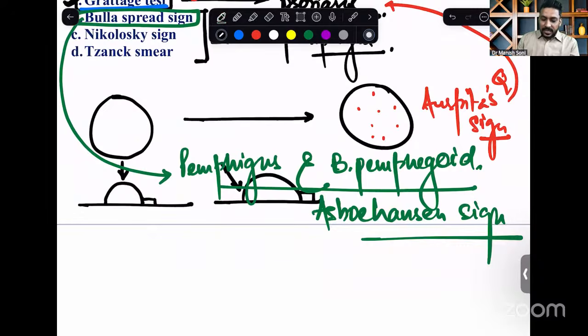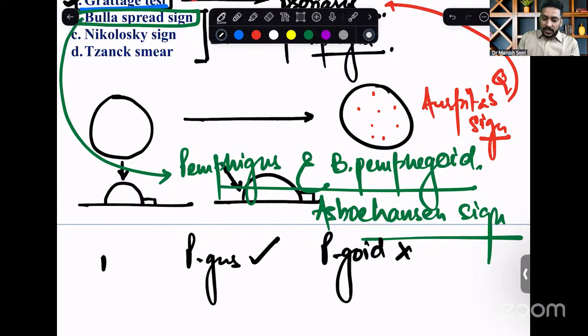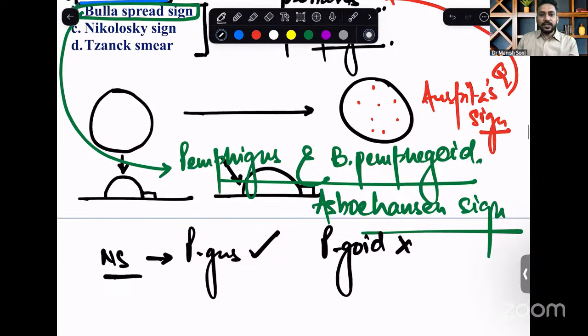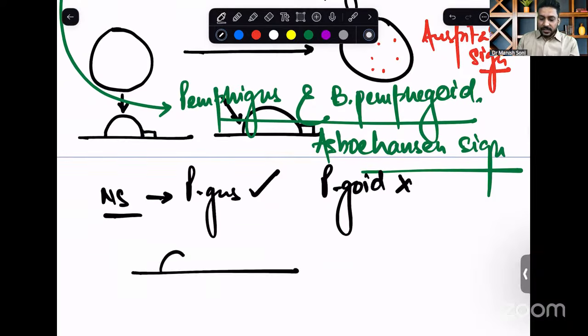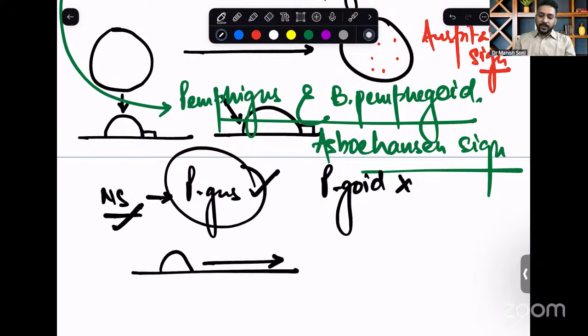Nikolsky sign is seen positive only in pemphigus and not in pemphigoid. And what is Nikolsky sign? If this is the blister and if you apply tangential pressure, that is the pressure parallel to the skin, over the surrounding skin or any bony prominence, what happens? The overlying epidermis slides. This is known as Nikolsky sign. It comes out positive in pemphigus but not in bullous pemphigoid. So this is more important than bulla spread sign because it helps in differentiating pemphigus and pemphigoid.